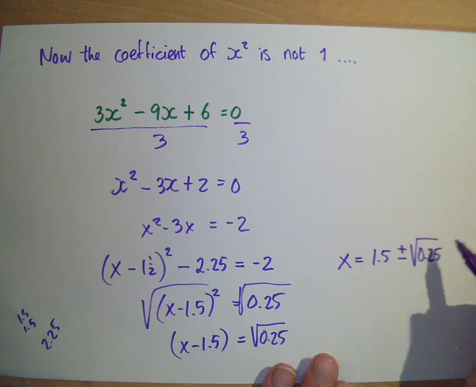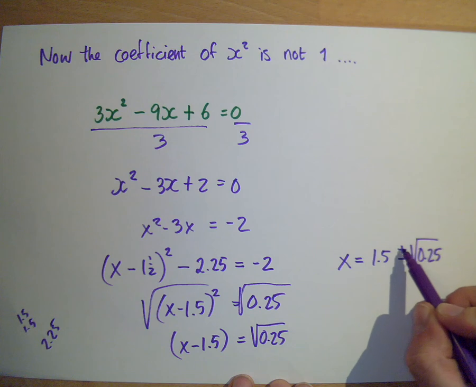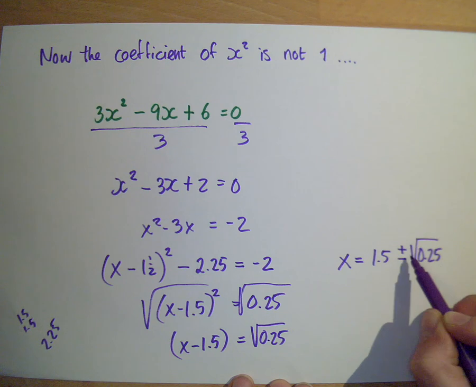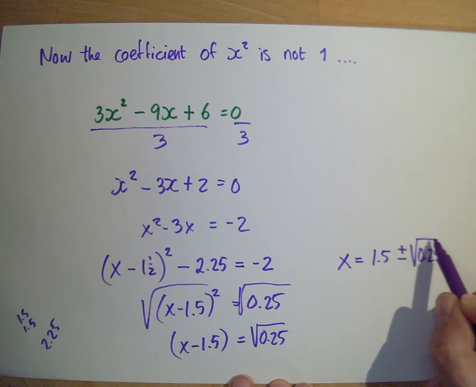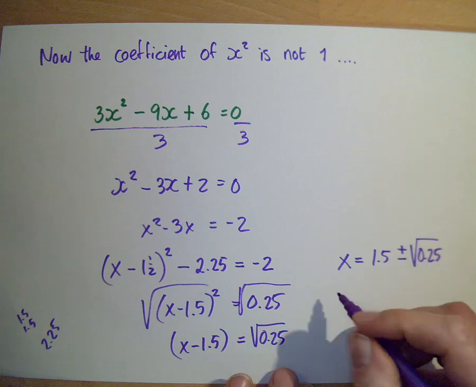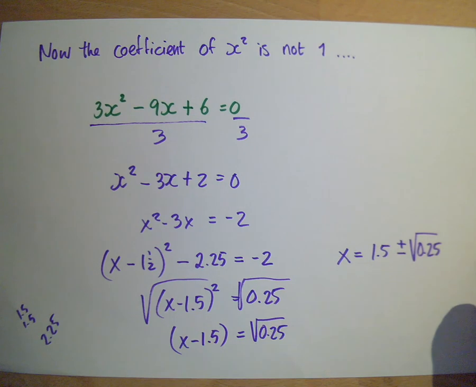That's going to give me 2 answers. I will have a positive square root of 0.25 added, or a negative square root of 0.25 added. It gives us 2 different numbers. Yeah, so these are some examples, and now you'll be able to use it to solve an actual quadratic equation.